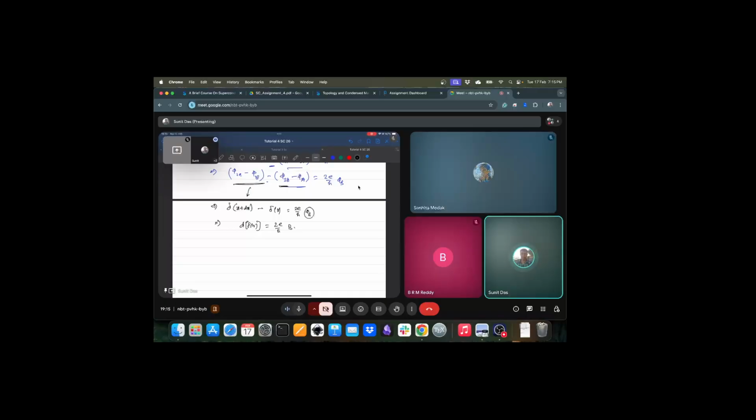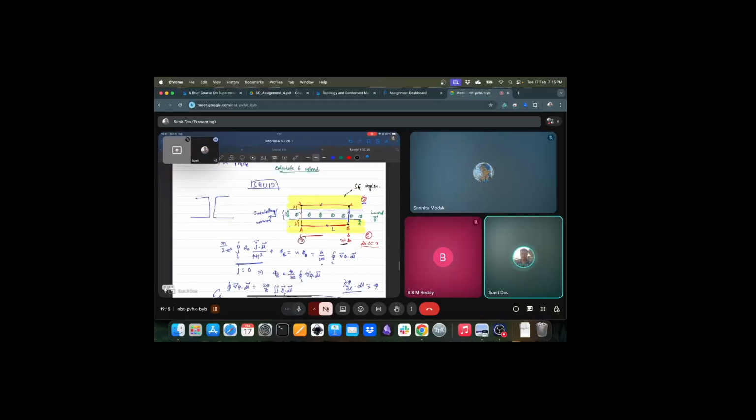Now phi b is the flux. Flux means B into the area, right? And what will be the area? 2e by h bar, B is the applied magnetic field, and the area will be T plus 2 lambda, right? Times the dx.